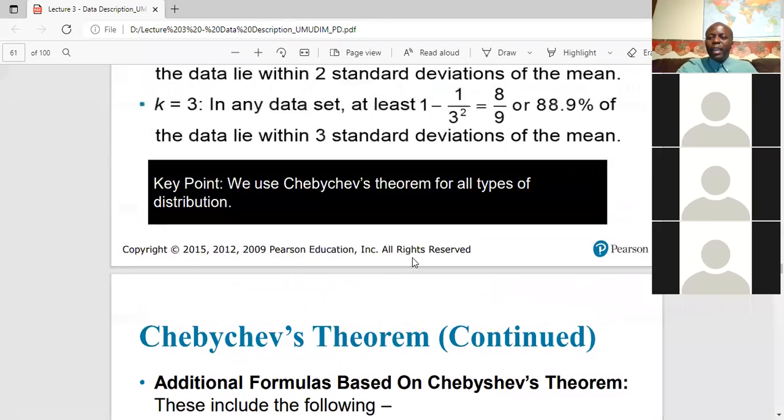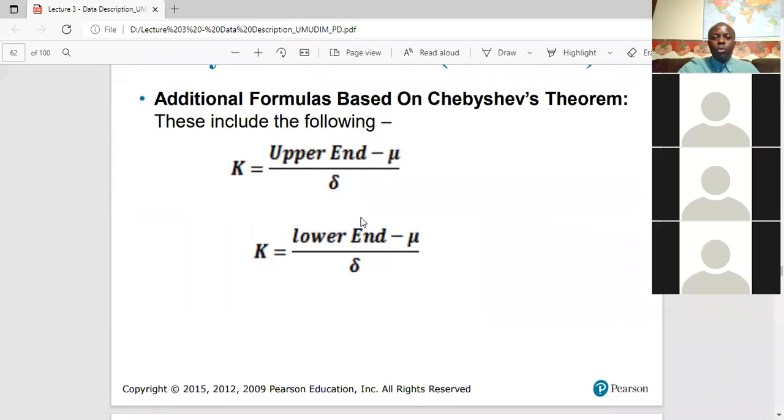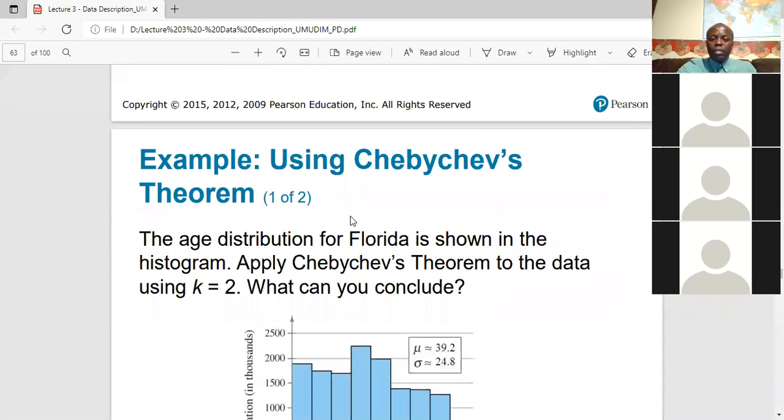How do we get the K? Like I said, K is calculated. We use this formula for finding the K: upper end minus mean, divided by standard deviation. That is for the right side. For the left side, use lower end minus mean, divided by standard deviation. We'll come to this in a few minutes. Let us try one example first here.